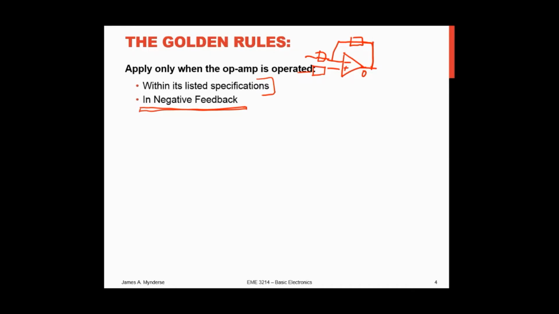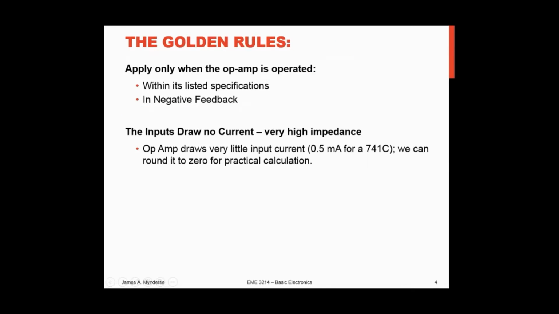So if we operate within these limitations here, and we make the assumptions of an ideal op-amp, we can assume that the inputs, let me draw that again, I shouldn't have erased everything, negative, positive, those are my inputs. I'm going to assume that the current into the op-amp is equal to 0. The reality is it draws very little, 0.5 milliamps for the 741. A lot of them draw even less, so I can say that I minus equals 0, I plus equals 0.